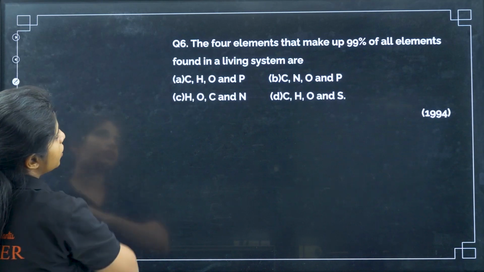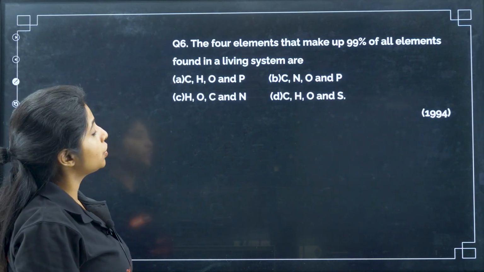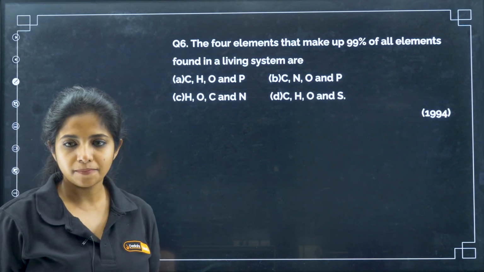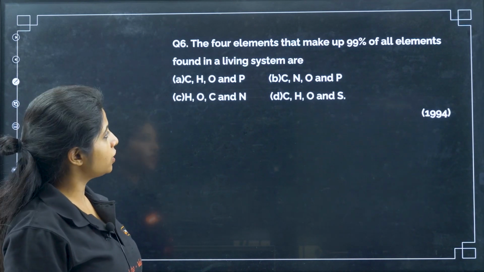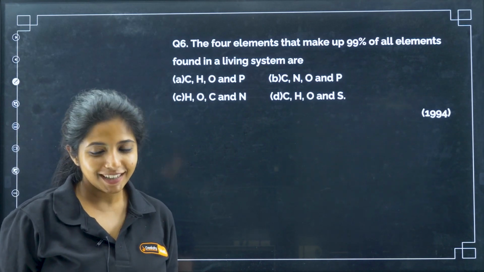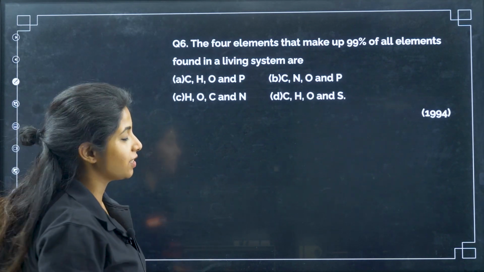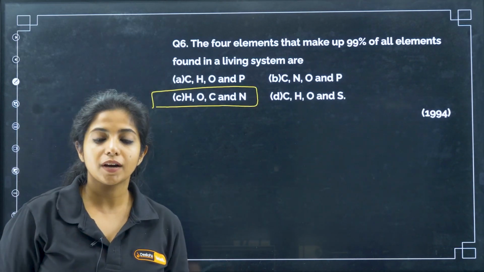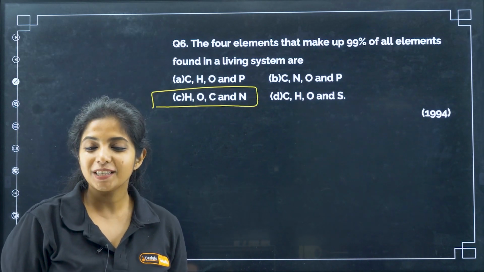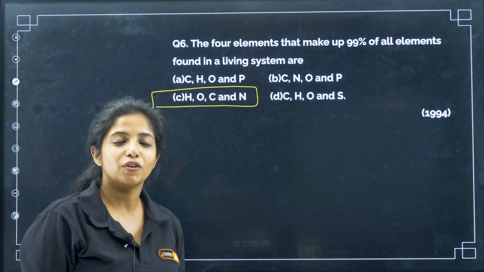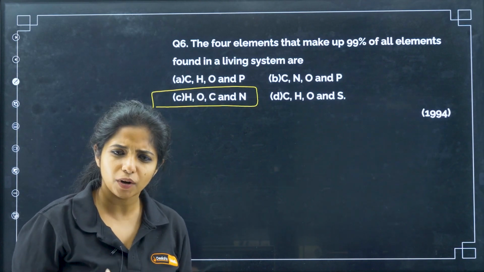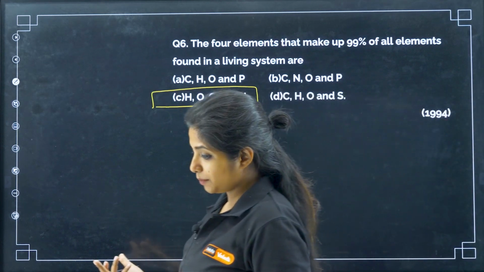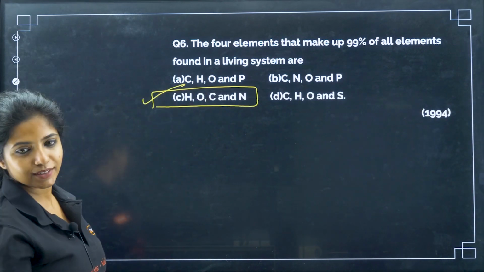Now, next question. The 4 elements that make up 99% of all elements found in living systems are: carbon, hydrogen, oxygen and phosphorus; carbon, nitrogen, oxygen, phosphorus; hydrogen, oxygen, carbon and nitrogen; carbon, hydrogen, oxygen, phosphorus and sulfur. What is the answer for this question? Your answer is straightforward. It would be hydrogen, oxygen, carbon and nitrogen. That makes up 99% of the elements of our human body or living system, my dear children. Always remember, nitrogen is a part of a lot of things. You take DNA, it will be there. You take proteins, it will be there. You take fats, it might be there. So this is your answer.